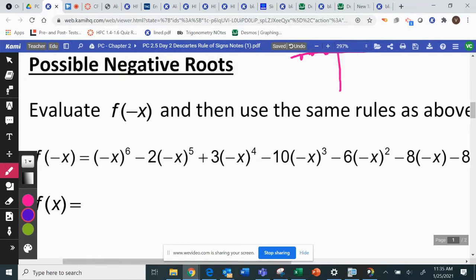We have a teeny bit of simplifying to do. If I take a negative x to an even exponent, what happens to the negative? It's positive. So this is going to be positive. Here I've got a negative x to an odd exponent. So that will be a negative when it's done. So this will end up being a negative 2 times the negative, so positive 2x to the 5th.